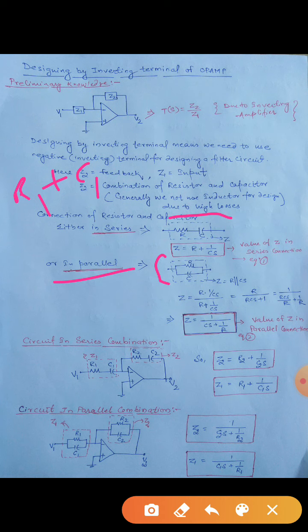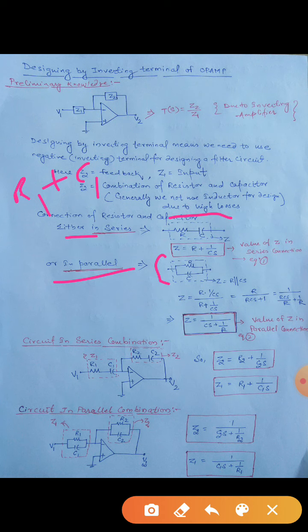So here we have two options. Either we can connect the circuit in the form of a series combination of resistor and capacitor, or we can connect the circuit in the form of a parallel combination of resistor and capacitor. Any of the combinations we can use for the final design of the filter. We are free to choose any kind of design.